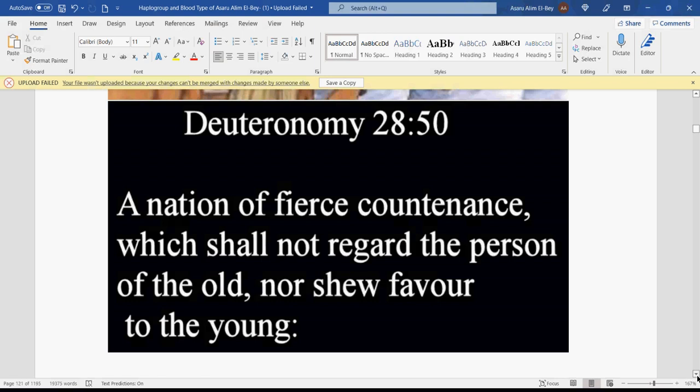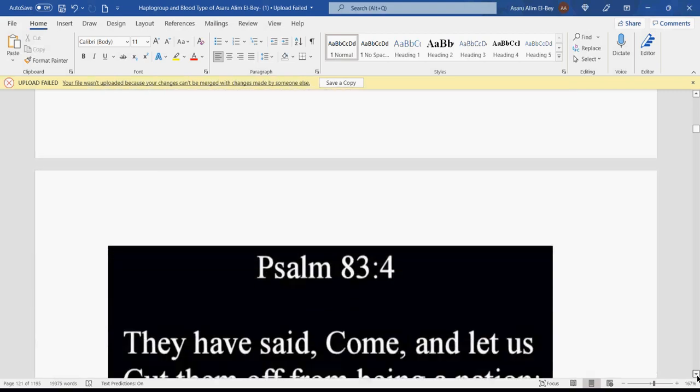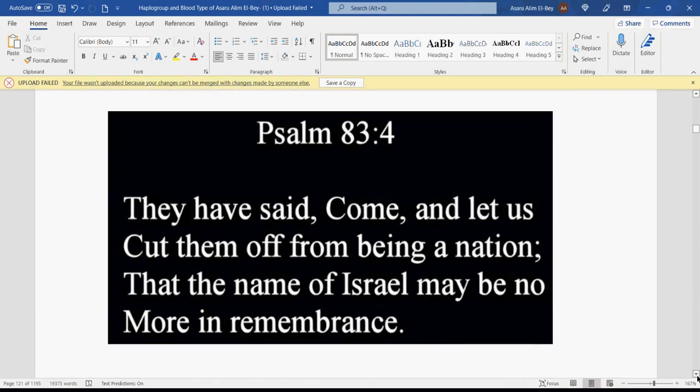Now, Deuteronomy 28:50, a nation of fierce countenance, which shall not regard the person of the old, nor shew favor to the young. Well, we already seen plenty of that. You go back to Trayvon Martin, Michael Brown, Eric Garner, Floyd, Tamir Rice. I mean, they don't have anything. It doesn't matter how young or old, you can get it.